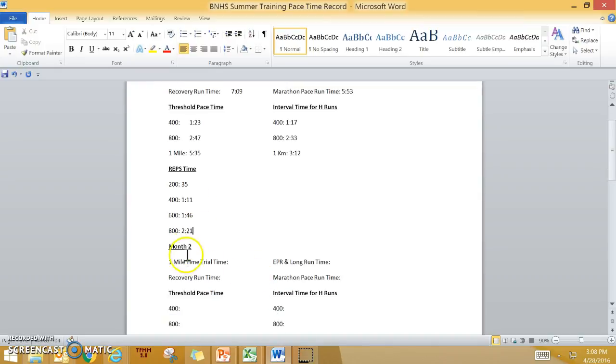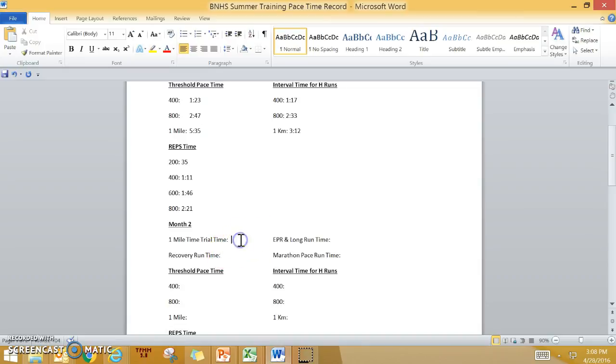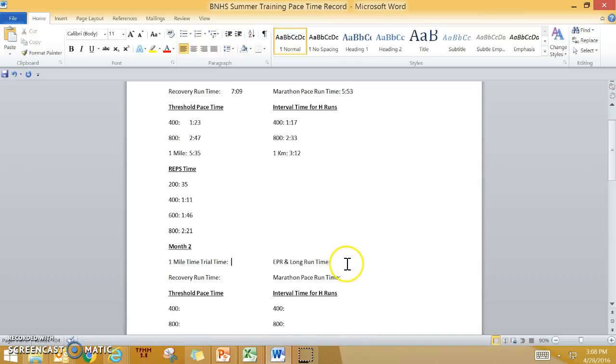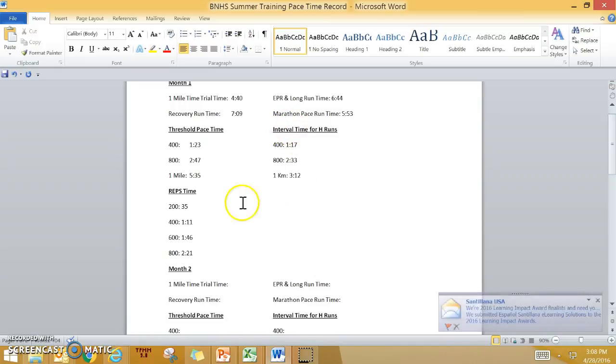All right, and then you notice we have month 2. So when I time trial again in our second month in July, I'll put these times in and I'll update this. And hopefully we see these times get a little bit faster. That's the goal. We want to run fast. We want to win races. We got to see those times get faster.